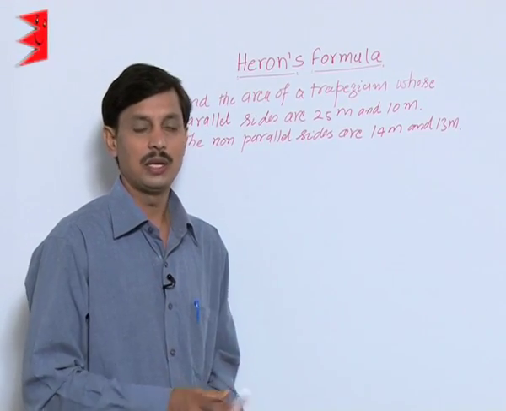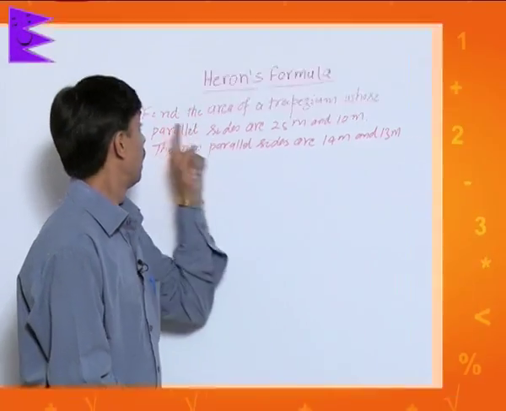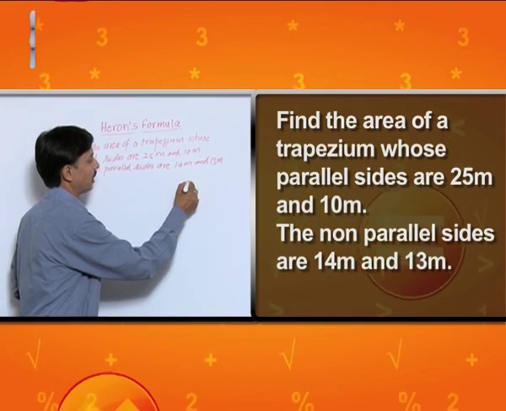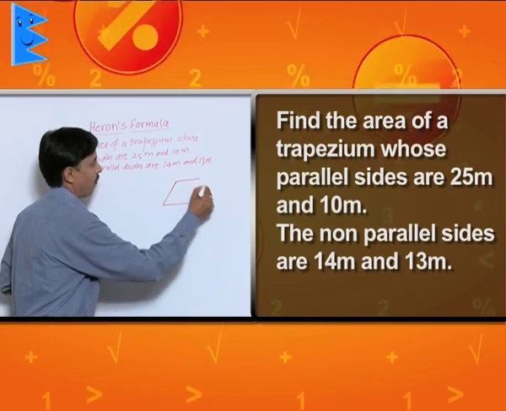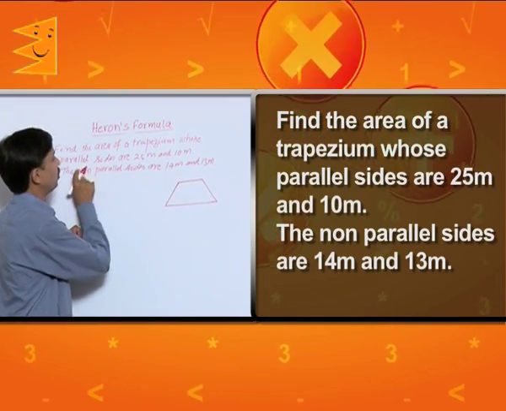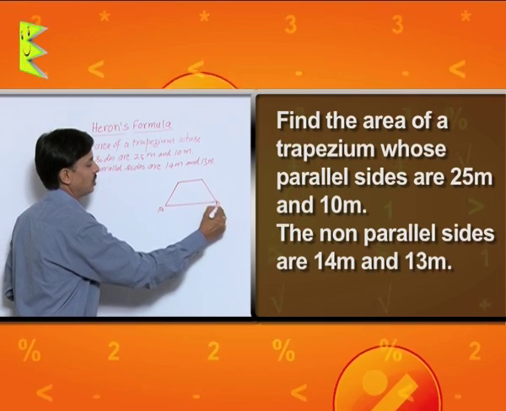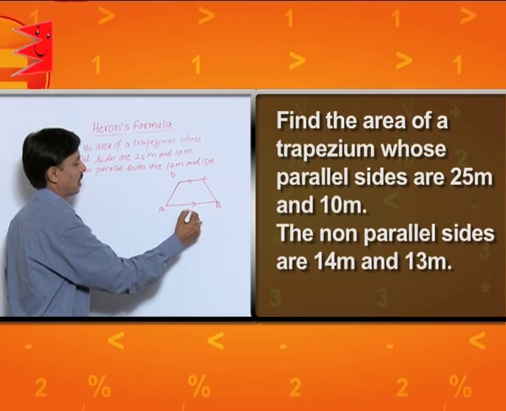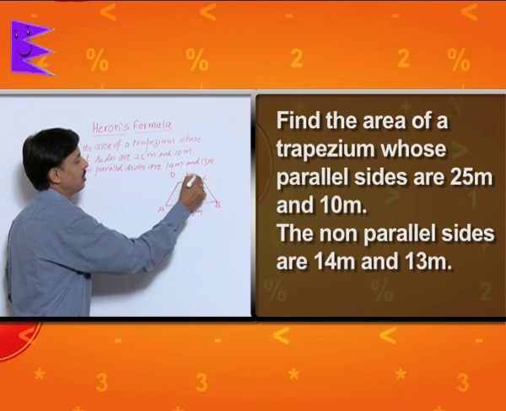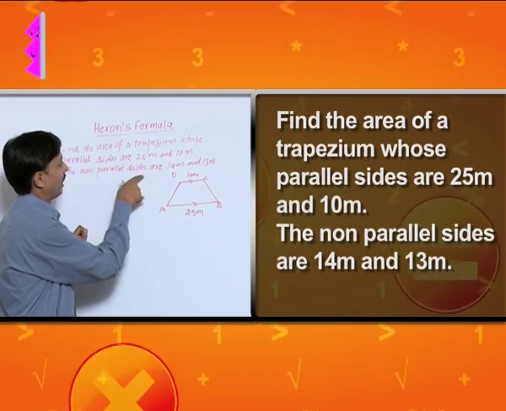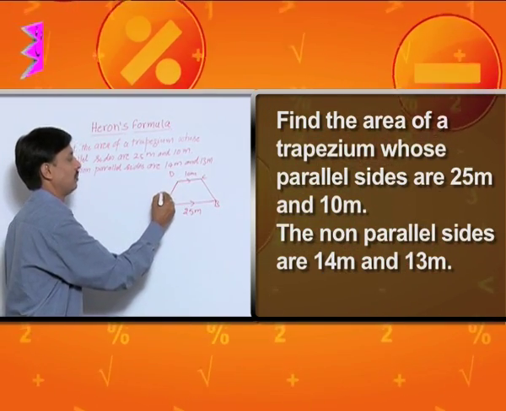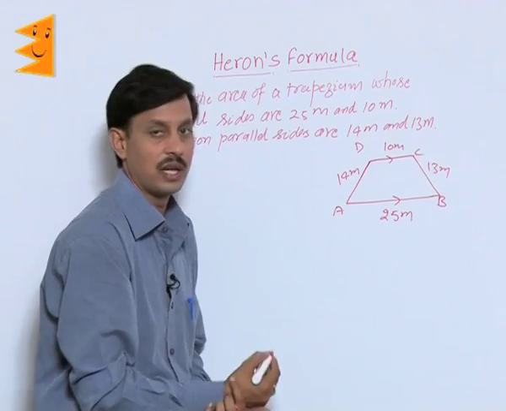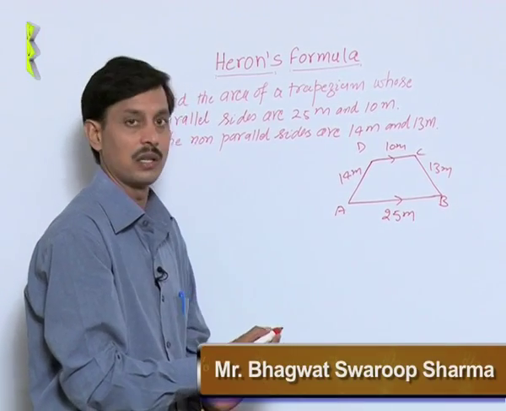Application of Heron's formula in some difficult case. Find the area of a trapezium. So I need to make here a trapezium. Find the area of a trapezium ABCD whose parallel sides are AB parallel to DC, and these lengths are 25 meter and 10 meter. And non-parallel sides are 14 meter and 13 meter. Suppose this is 14 meter and this is 13 meter. I want to calculate the area of this trapezium ABCD under the given conditions.